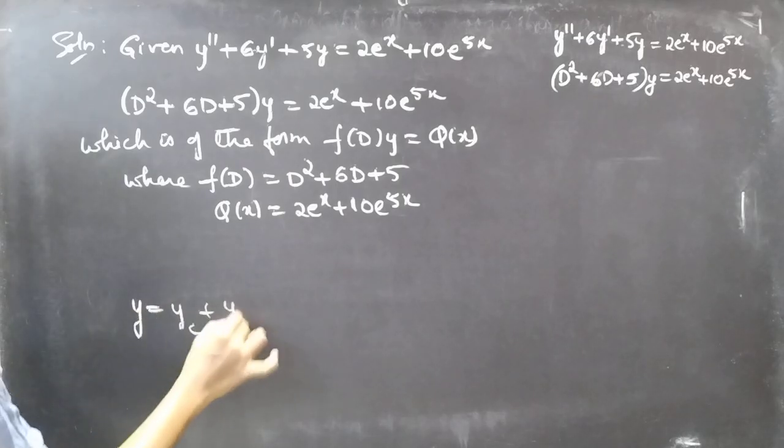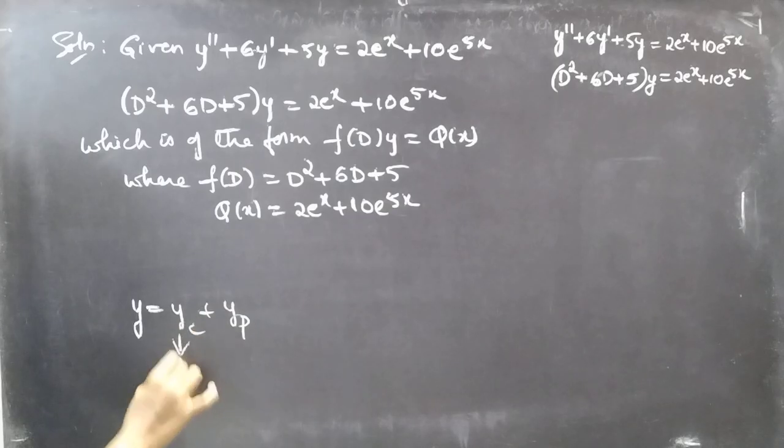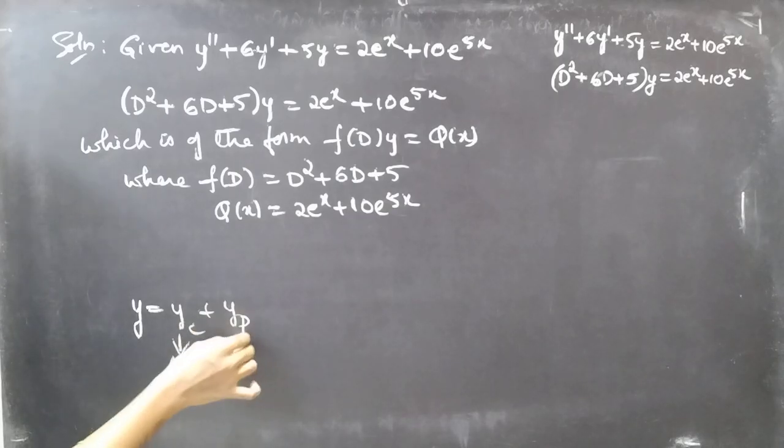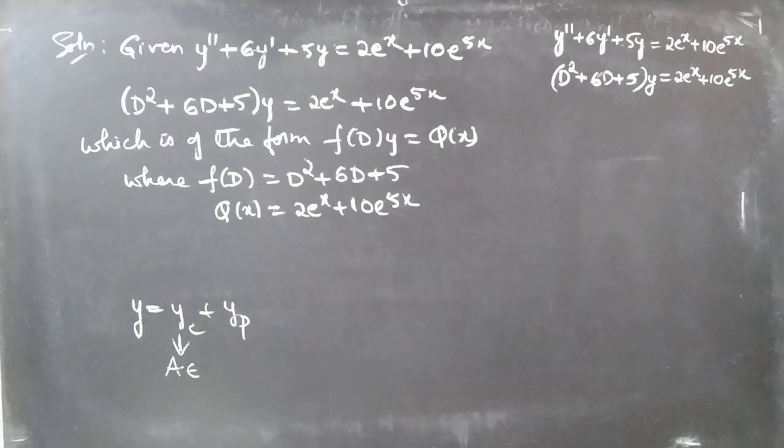Now we need to find the general solution to the given problem, which is given by y equal to yc plus yp. Here we'll find yc using the auxiliary equation. Later we'll go for yp. We can find yp using the direct formula or with the help of the trial method. Okay, we'll see the two cases.